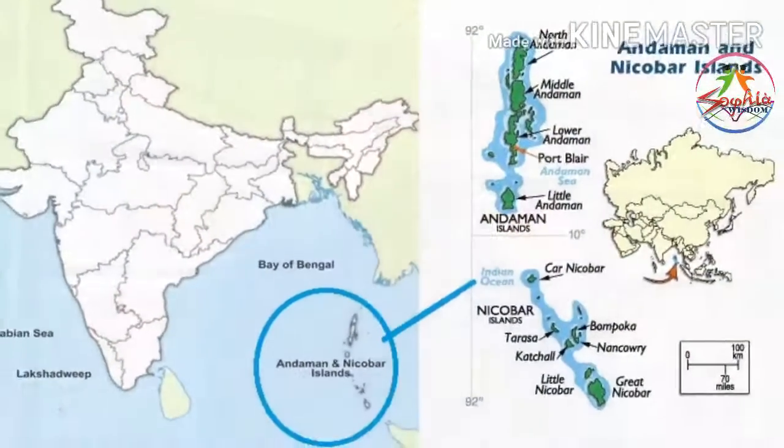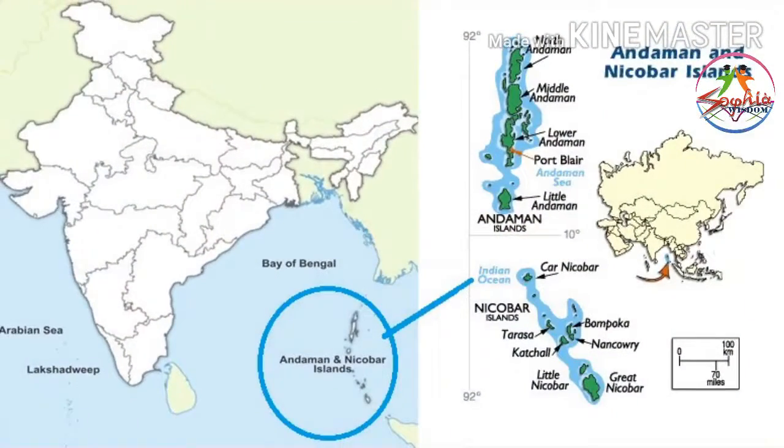So we have two groups of islands in our country. That is the Andaman and Nicobar Islands in the Bay of Bengal, and the Lakshadweep Islands in the Arabian Sea. The Andaman and Nicobar Islands are an elevated portion of a submerged mountain.